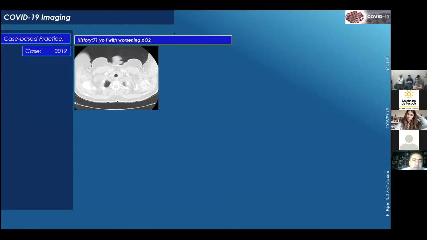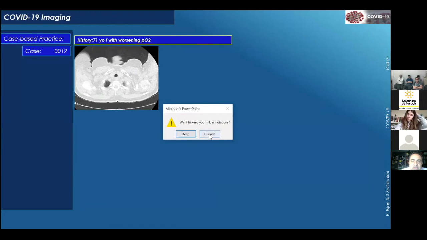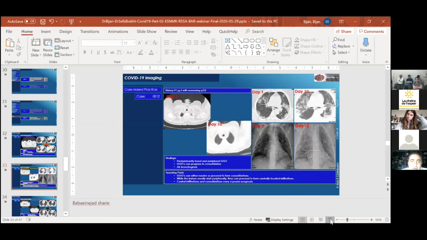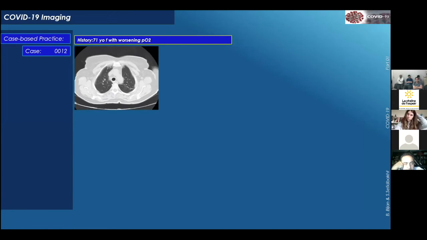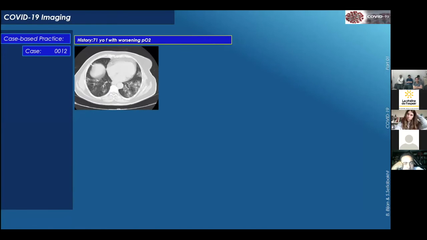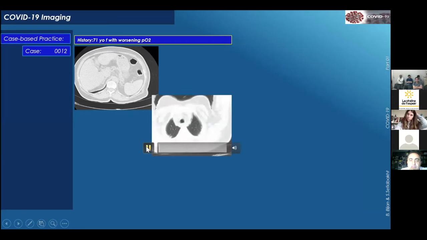Okay, now let's take a look at this case. This is a case of a 71-year-old female with worsening oxygen saturation. I'm going to give you the video clip of it.